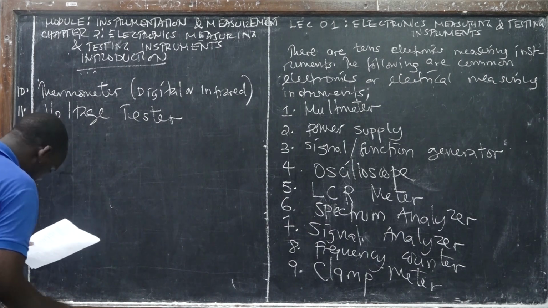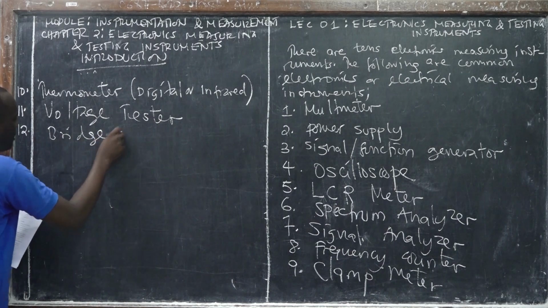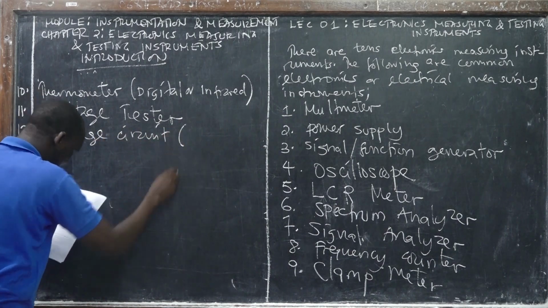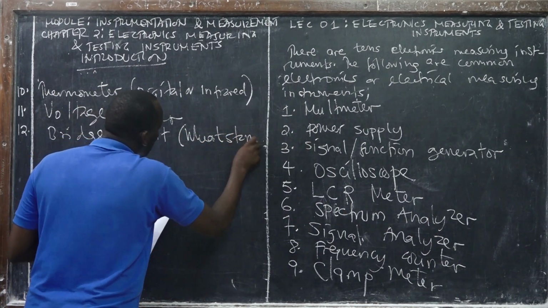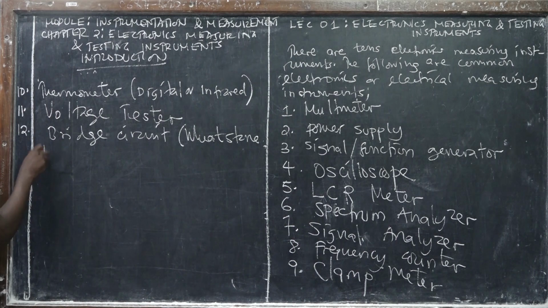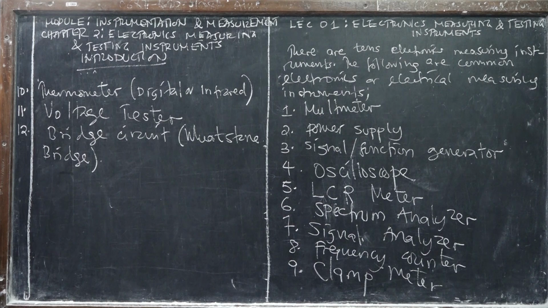Number 12 is called the bridge circuit, or Wheatstone bridge. Say bridge circuit. Say Wheatstone bridge. Do you remember Wheatstone? It is part of the electrical practicals during secondary education.